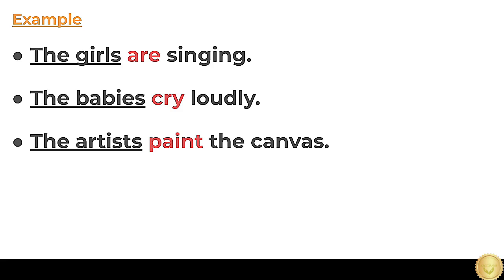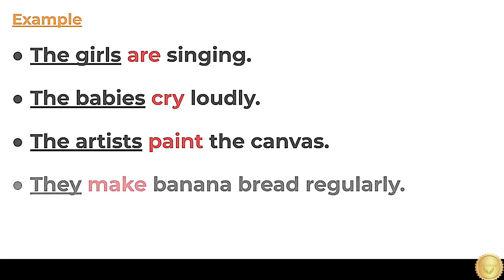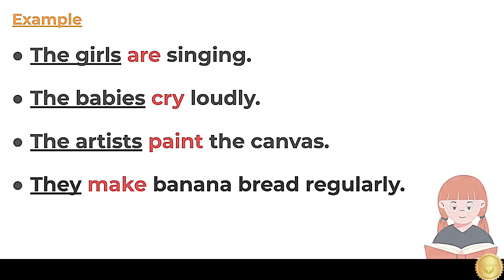The artists paint the canvas. They make banana bread regularly. Okay, so you can see our plural nouns and our plural pronoun at the end there, and how the verb has changed as well. So I hope that that's becoming a bit clearer. And as always, we're just making sure to match the number of the subject to the number of the noun.